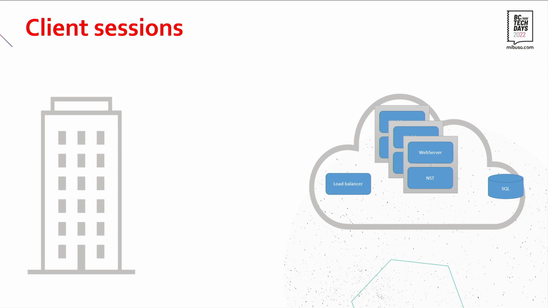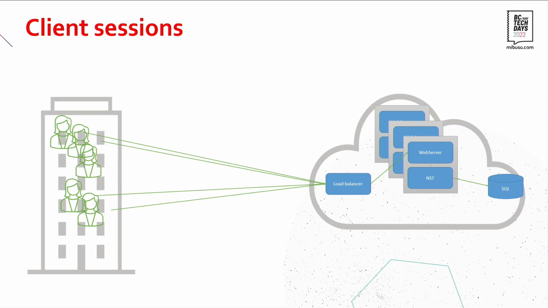If we think about what's actually happening when users are using the product, here you can see a very simplified view of how Business Central is running. We have a load balancer in the cloud, and then several instances of the NST and the web server, and of course your database. Many users come in through the client, hit the load balancer, and it distributes the load. We want something similar when we're doing our performance testing.